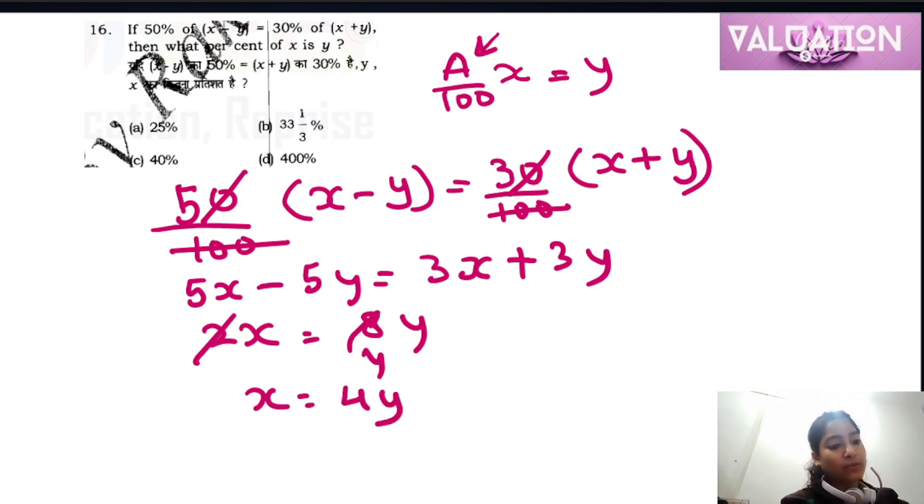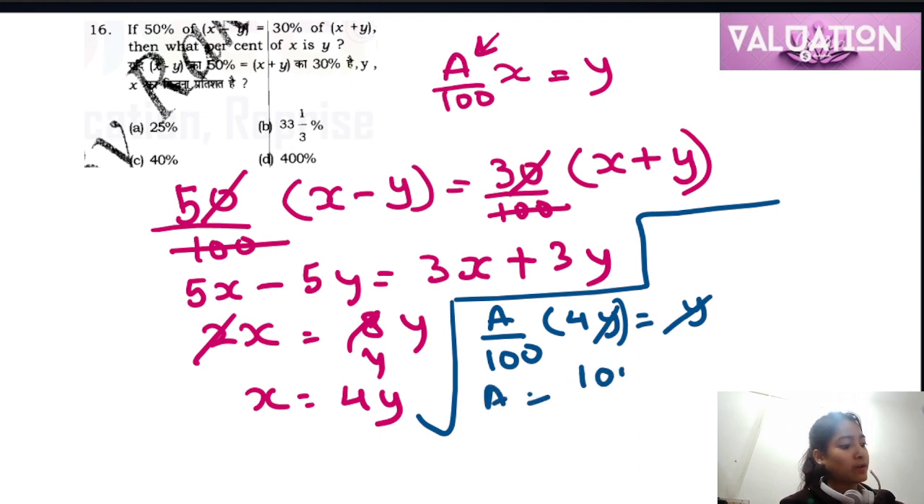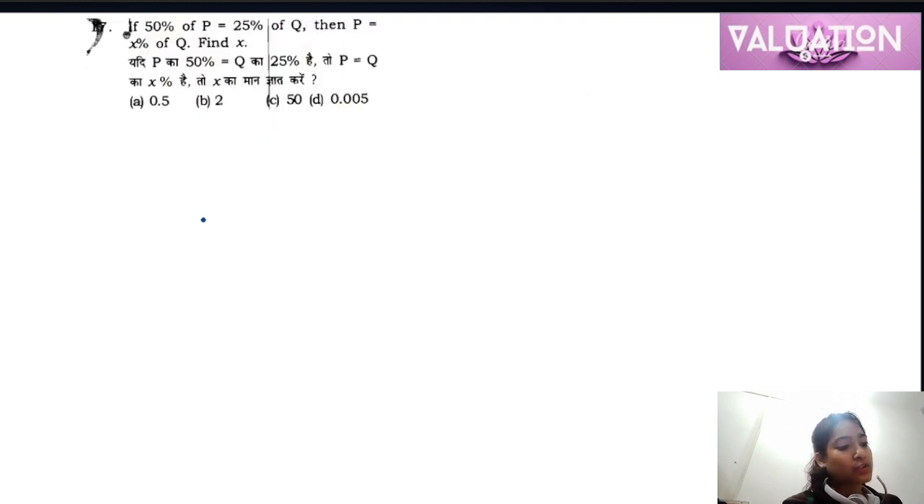So put the value of x in place of x. So we will get here a% of 4y is equal to y. This y will cancel out. So a is equal to 100 divided by 4. So we will get 25%. Yeah, 25%. Option A is the correct answer. Let's move to the next question.